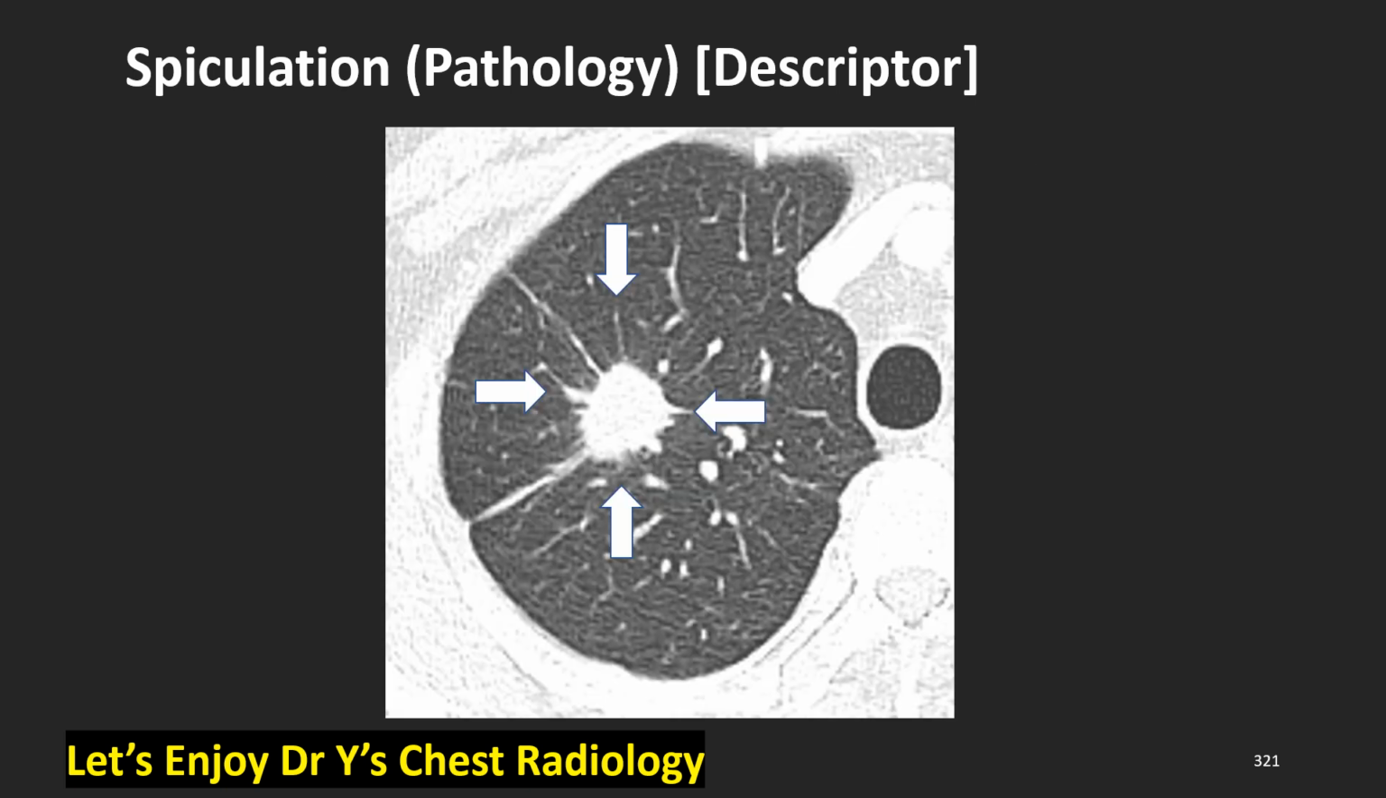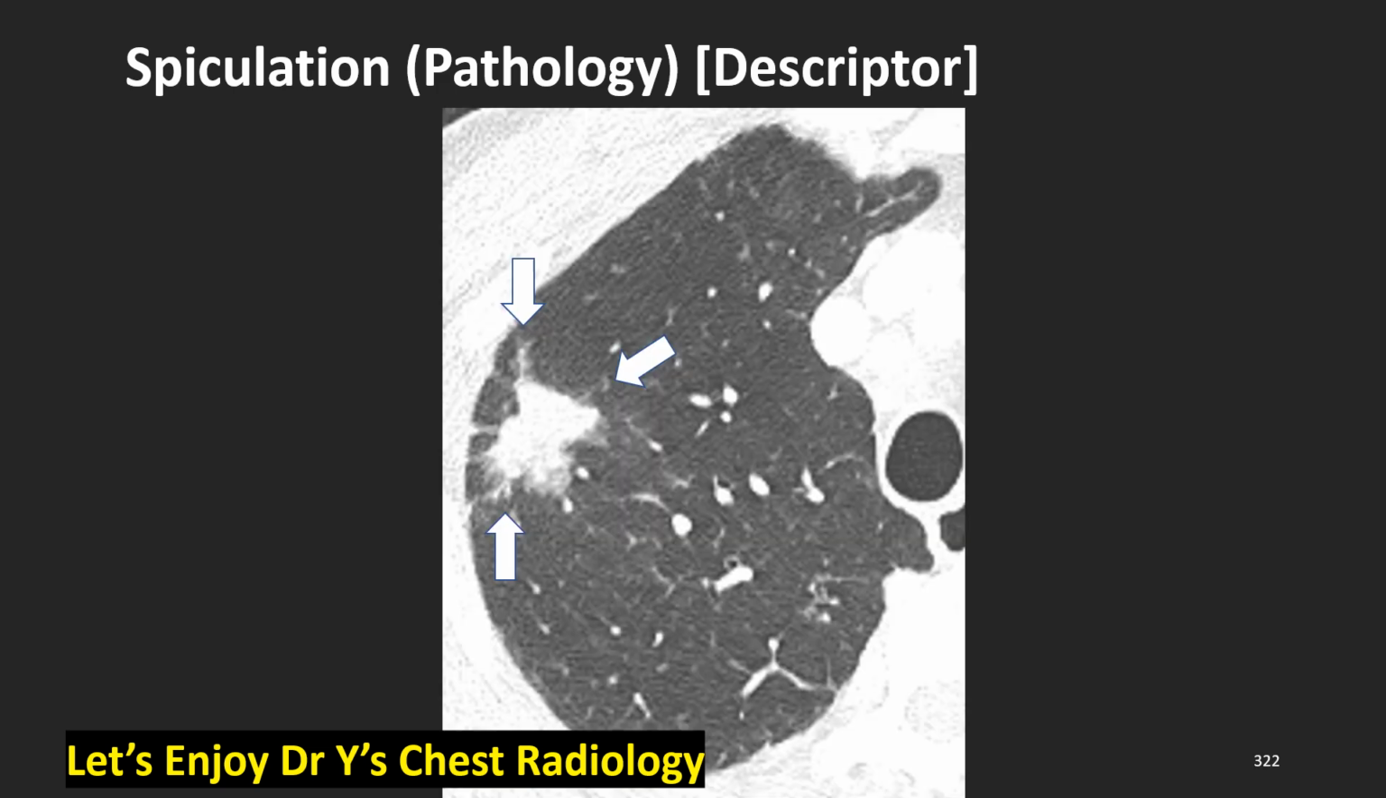Spiculation, pathology, descriptor. Arrows indicate spiculations of right upper lobe adenocarcinoma. Arrows indicate spiculation of right upper lobe non-small cell lung cancer.